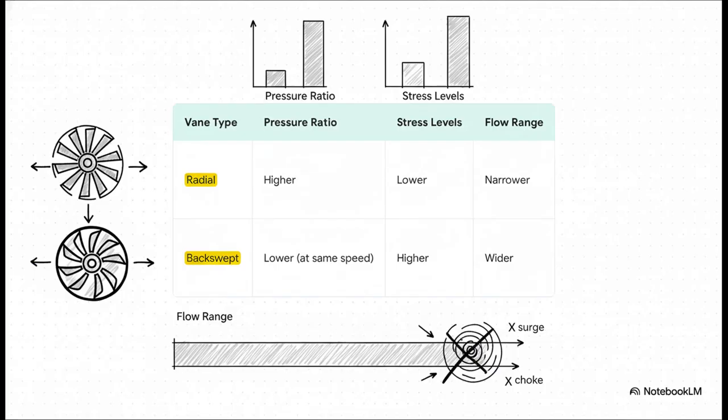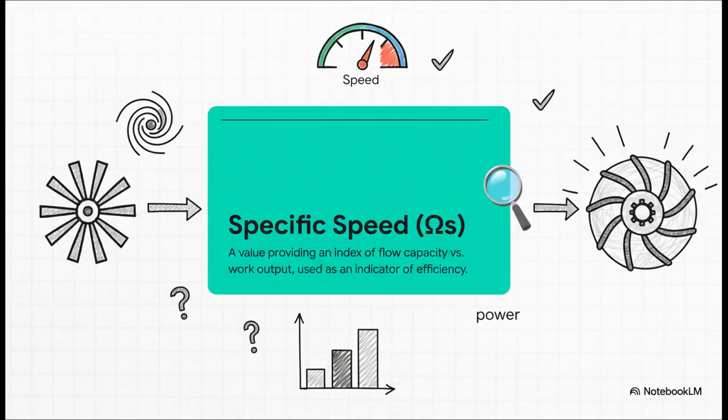This is a classic dilemma right here, choosing the vanes for a compressor. You could go with radial vanes. They're great for getting a high pressure ratio at a certain speed, and the stress levels are a bit lower, but the trade-off is a pretty narrow operating range. On the other hand, backswept vanes give you a much wider, more forgiving range before you hit problems, but you have to accept a lower pressure ratio at that same speed and deal with higher blade stresses. It's always a trade-off.